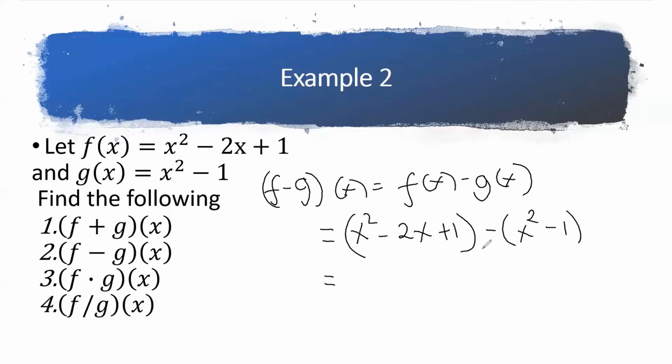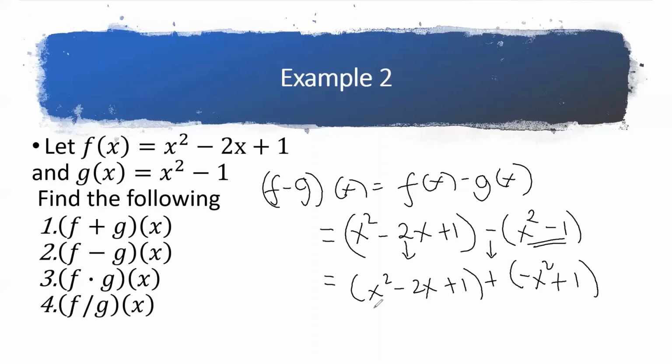So again, for subtraction, we're going to change the operation to addition. If that is positive, make it negative. And if that is negative, make it positive. Then just copy this. We have x squared minus 2x plus 1. So always do this for subtraction.